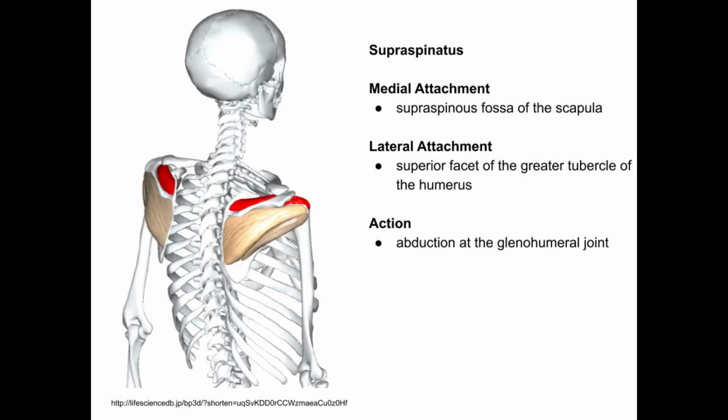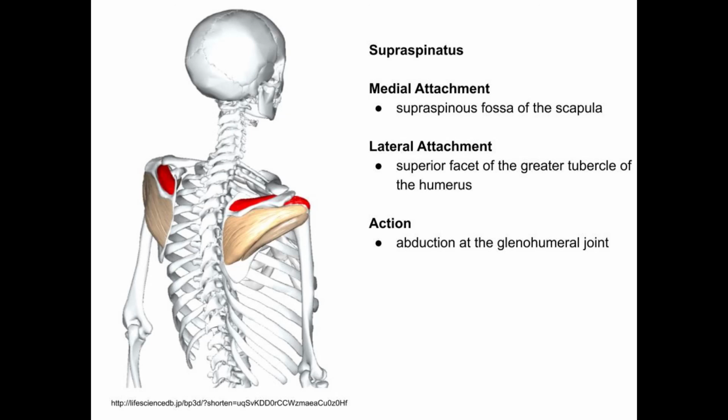And the last muscle of this section is supraspinatus, which literally means superior to the spine, or in this case, the spine of the scapula. It has a medial attachment in the supraspinous fossa of the scapula, which lies at the top of the scapula, just above and anterior to the spine of the scapula, and a lateral attachment on the superior facet of the greater tubercle of the humerus.